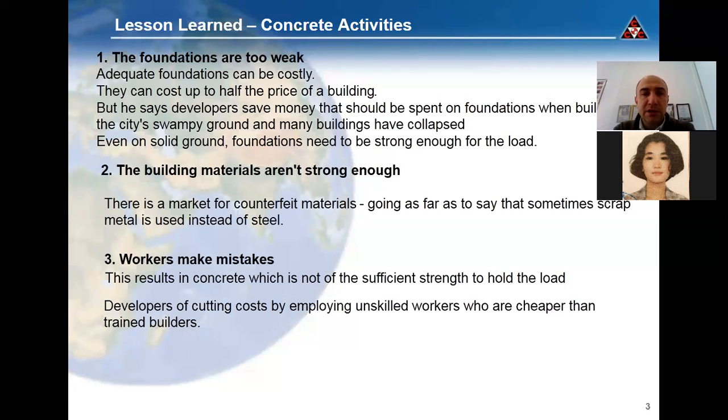Even on solid ground, foundations need to be strong enough for the load. And of course, not only ground conditions play the main role, but also the foundation itself. So what type of concrete was applied, what type of reinforcement was applied, and so on. So many questions are solved during the design of the foundations.